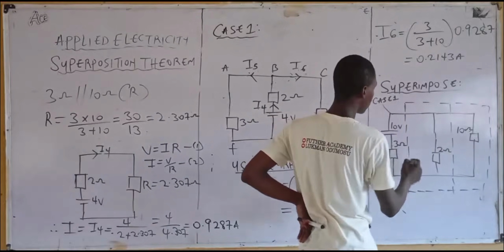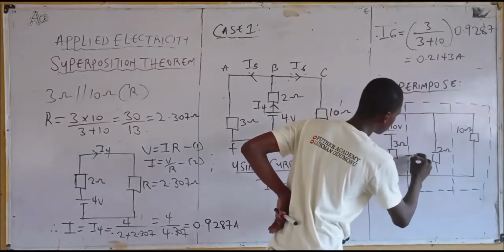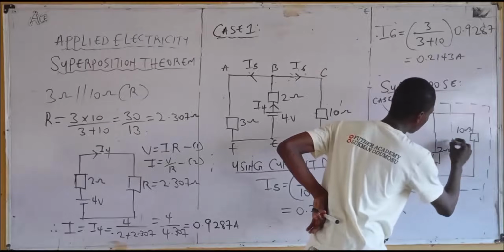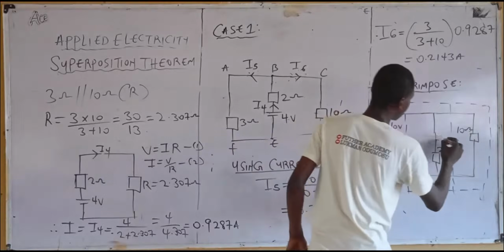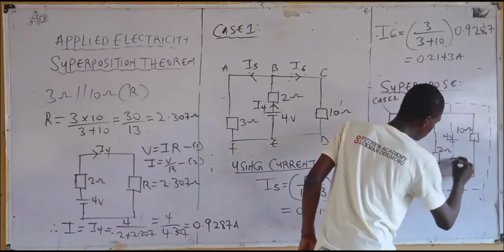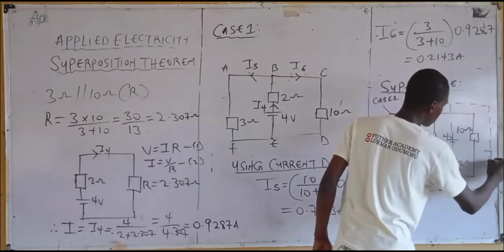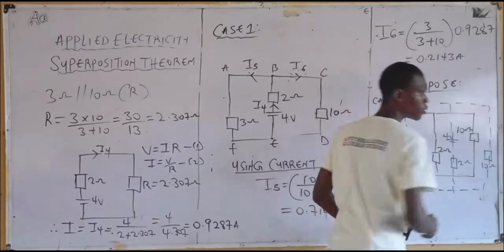What do you have here? This should just be 3. What do you have? We now have the volt. The volt to be what? 4 volts, 2 ohms, 10 ohms. Now you are not done.